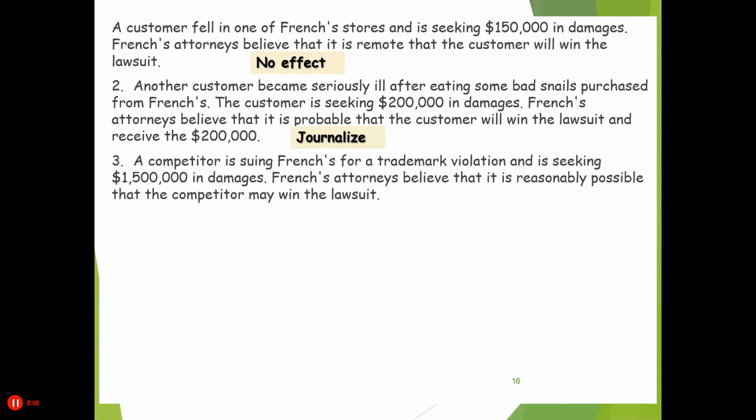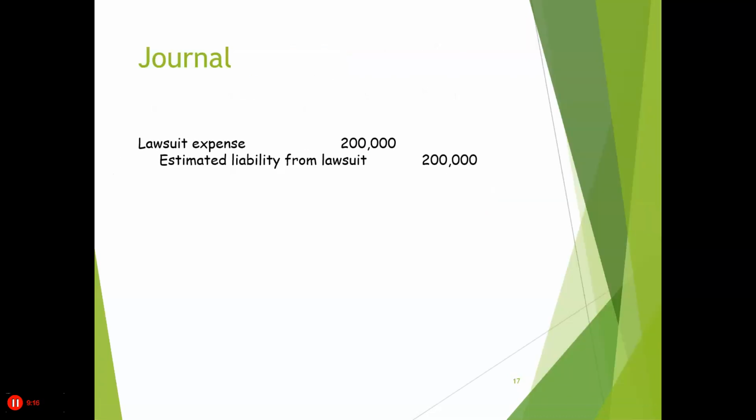A competitor is suing French for a trademark violation and is seeking $1.5 million. French's attorney believes that it's reasonably possible that the competitor may win the lawsuit. This we're going to footnote. However, again, we would want to accrue the legal fees because that's what's going to kill you in all this stuff. So what is our journal entry?